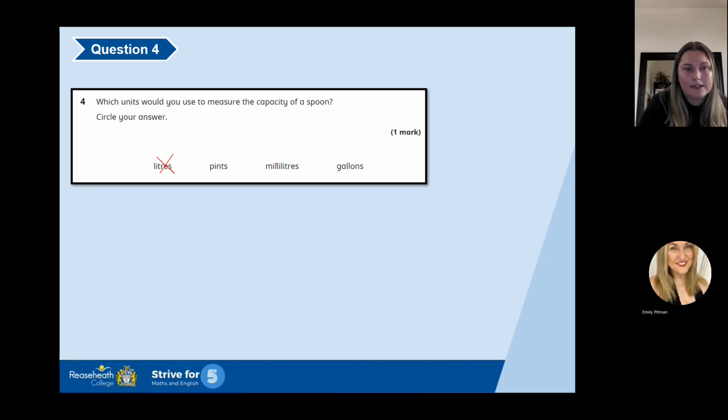Pints, we all know how big a pint is, and it's nothing like a spoon. Gallons, we fill up our car tanks, the fuel tanks, with gallons of fuel. So again, nothing like a spoon. So let's go for millilitres.